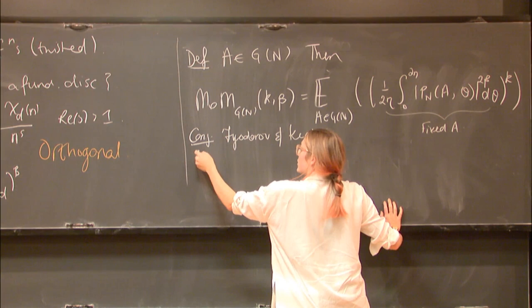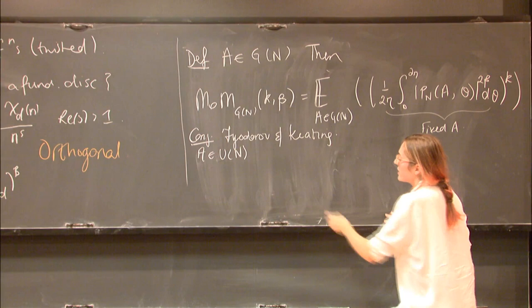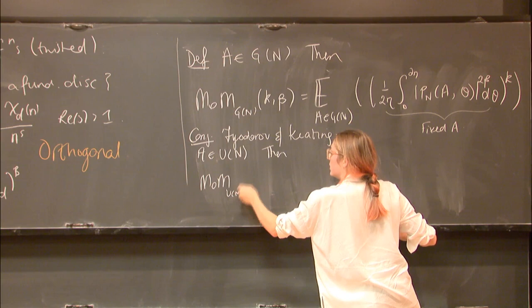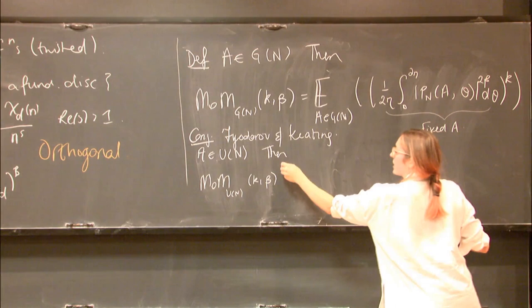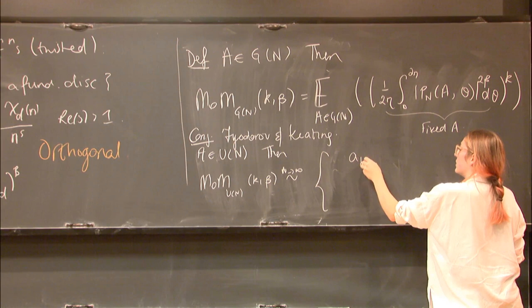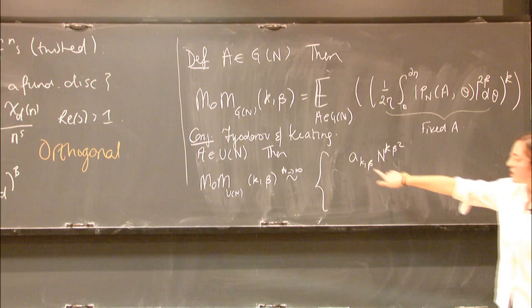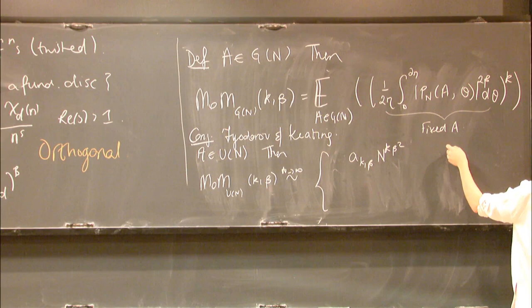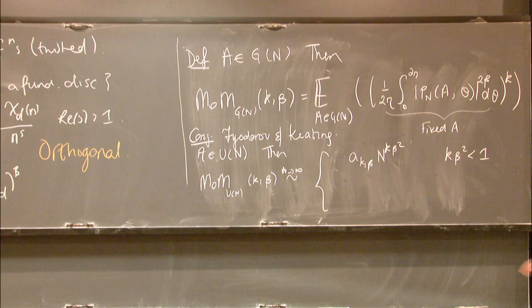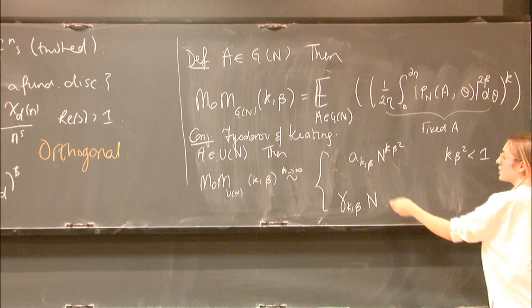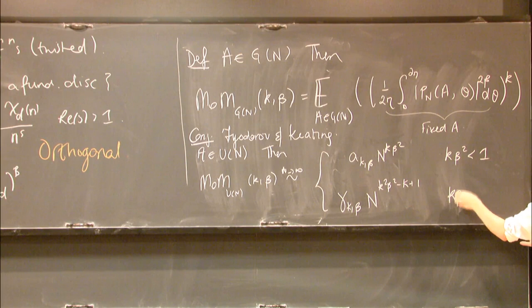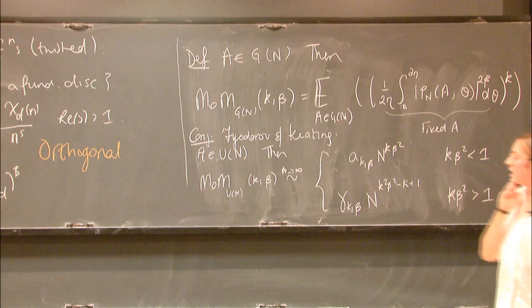So let's take our unitary matrix. So it should grow as the following. So this is as matrix size n is growing. So in the first regime, you have some leading order coefficient times n, and the power is k times beta squared. And the regime here is when k times beta squared is less than 1. In the second regime, I'll explain why we might expect such a phase transition in a second, is when k times beta squared is greater than 1. So we have a different leading order here and a different leading order coefficient as well.